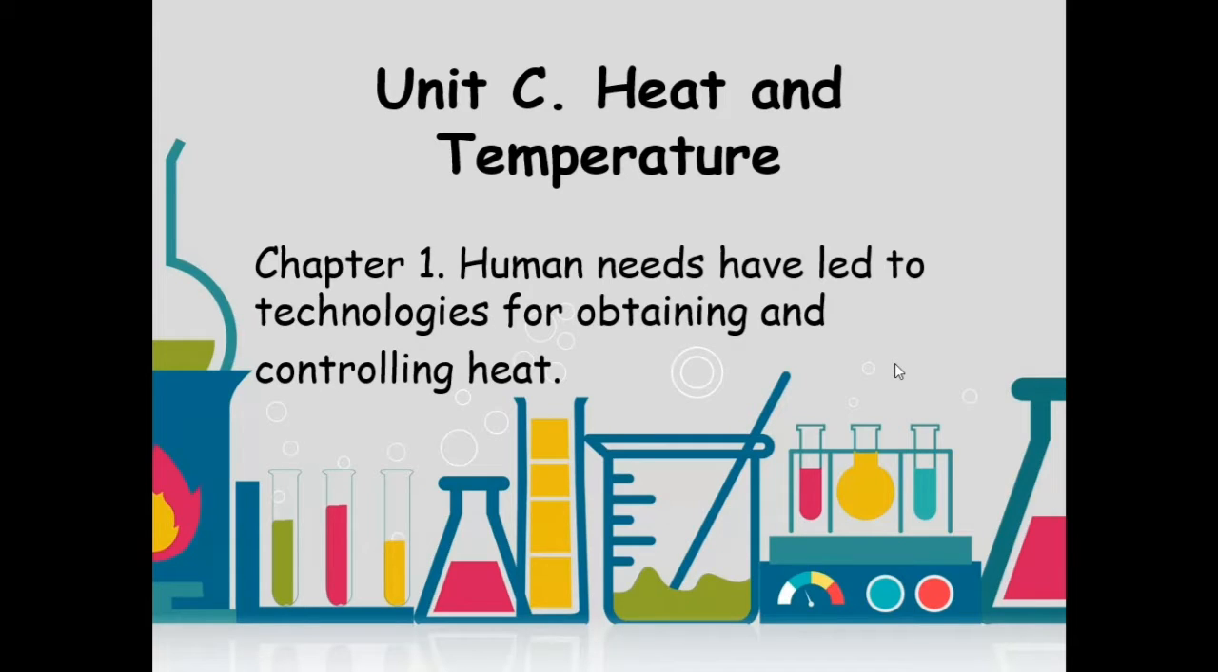In Chapter one, we're going to talk about human needs and how those human needs or requirements have led to technology for obtaining and controlling heat. Because if you think about it, from very ancient times, we have used a lot of heat energy for basic conditions that are required for us to live.